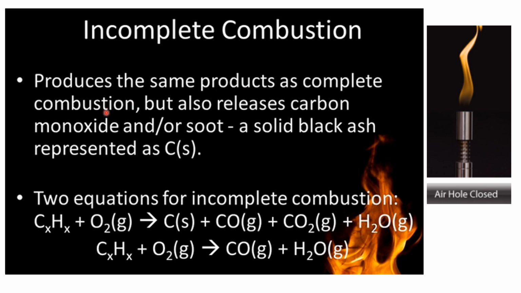In incomplete combustion, you also produce the same products as the complete combustion, but also release other products such as carbon monoxide, which is a poison, and soot. Okay, so this is an example of a reaction. Carbon monoxide is produced, and this is the formula of soot. Soot is carbon. The chemical name of soot is carbon. Sometimes you only produce carbon monoxide. Instead of carbon dioxide, you have carbon monoxide.